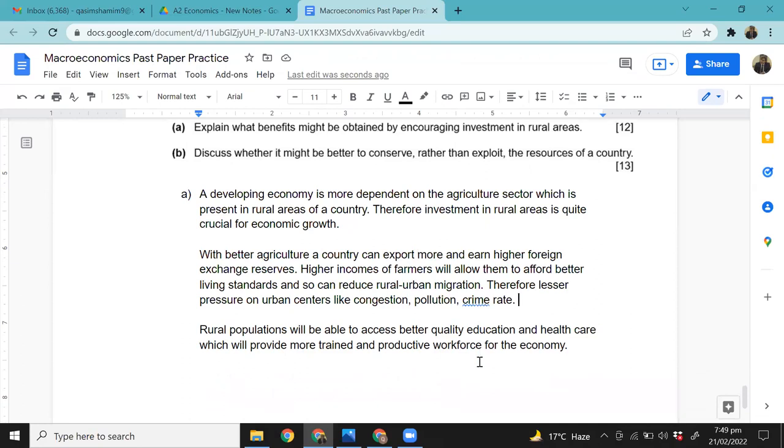So given all these reasons, it's especially important for a developing country to invest in its rural area, right? To reduce income disparity, to reduce rural urban migration, to allow for better education and healthcare in rural areas so that the overall workforce of the country is more productive. And obviously, most important of all, to boost your agriculture and primary sector and therefore to boost your GDP and exchange rate and exports, right?